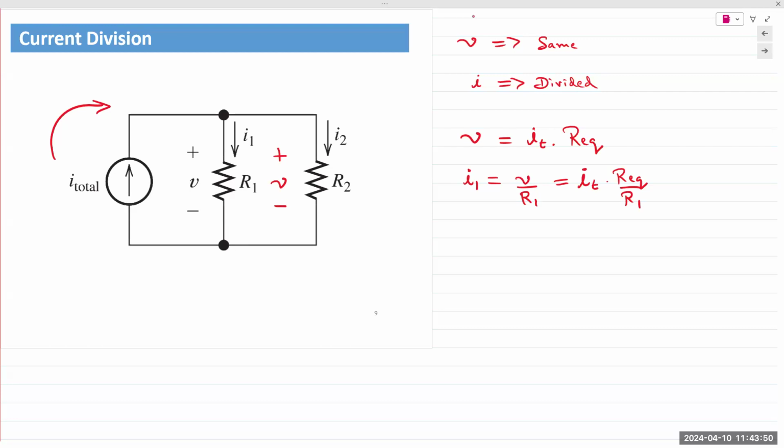These 2 topics are guaranteed on the final exam. If you have not yet taken a look, the final exam page has been up since the beginning of the quarter. It lists all the topics that will be assessed, and both of these topics are on there. So I2 in a similar manner would be equal to IT times Req over R2.